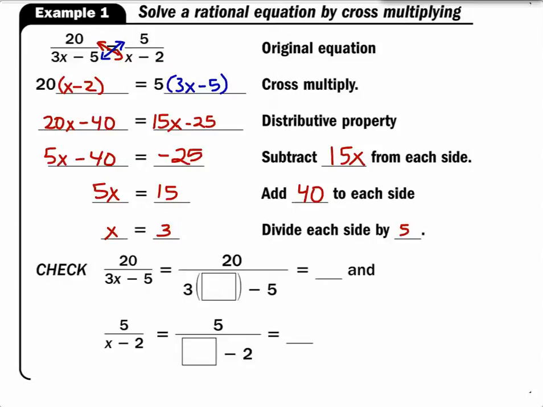Now, they say to check, and we will need to. You'll see that later on there are bad or extraneous solutions that happen. So, we had 20 over 3x minus 5. And instead of x, we're talking about a 3 right there. 3 times 3 is 9. 9 minus 5 is 4. 20 divided by 4 is, in fact, 5. Okay? And then you realize you circled a whole bunch of things that don't make any sense, so perhaps you erase them.